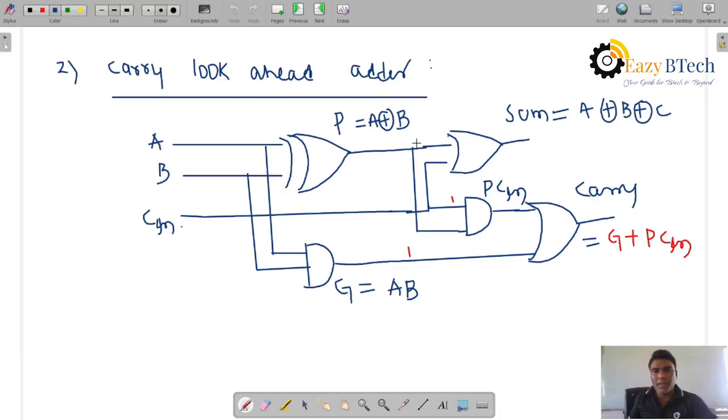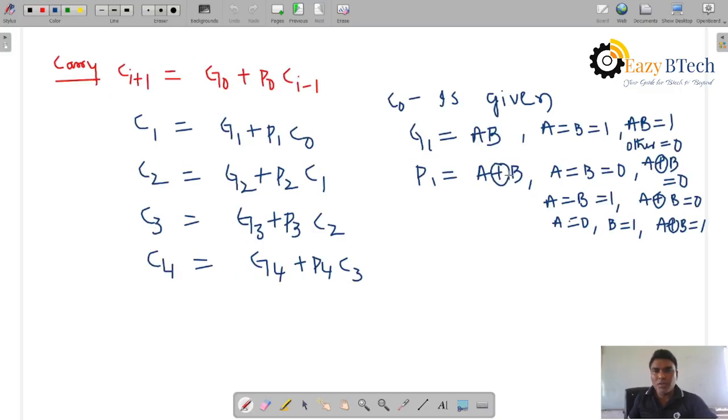This is how the adder works and the computation speed increases. A exclusive B means that for 0, 0 or 1, 1, it should be 0. Otherwise, it should be 1. So A is equal to 1, B is equal to 0, what happens? A exclusive B is equal to 1. So 0, 1 or 1, 0, it will be 1. And 0, 0 or 1, 1, it should be 0. And if you know the initial carry, this is the initial carry.